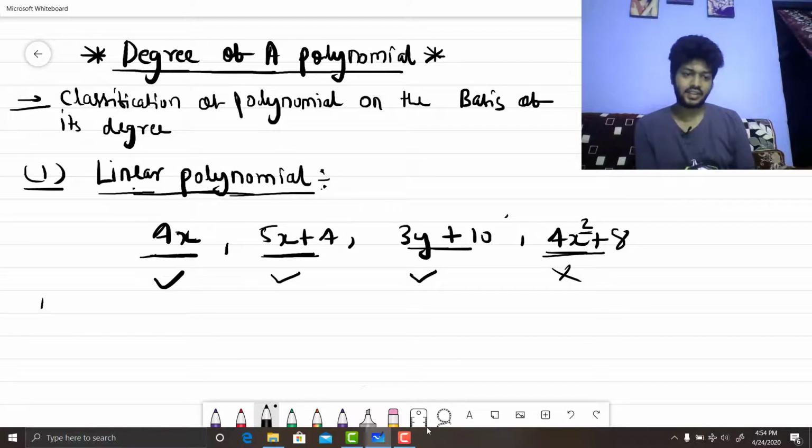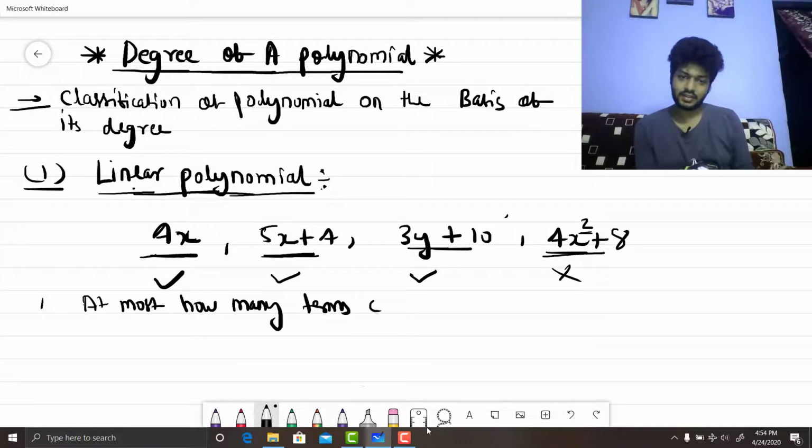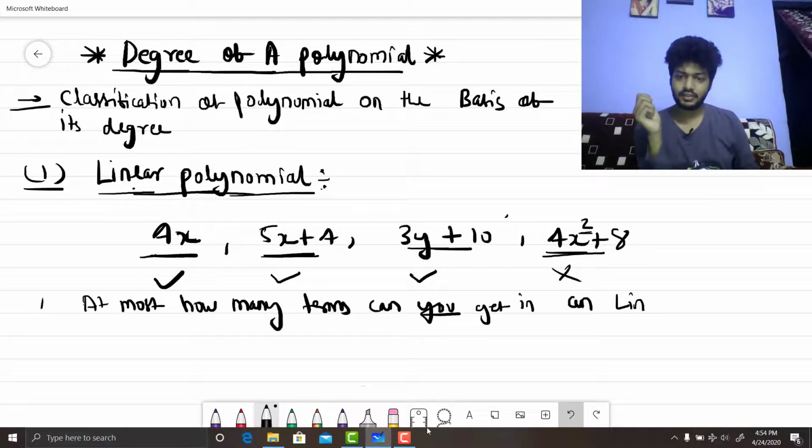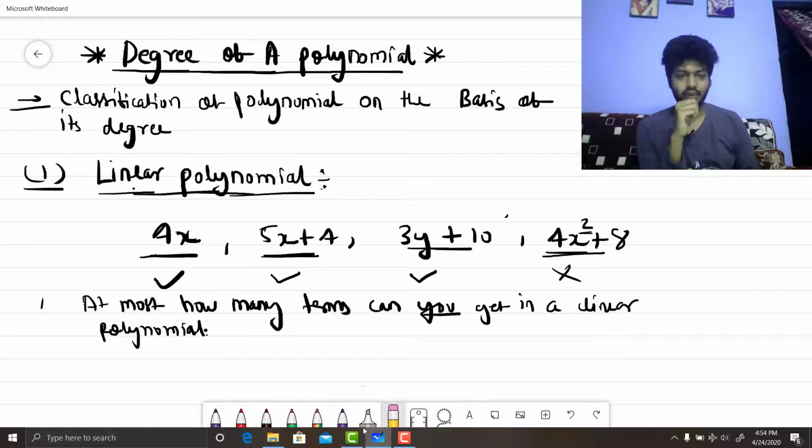Now if I ask you, at most how many terms can you get in a linear polynomial? So let's try. Okay, I'm going to erase this part.